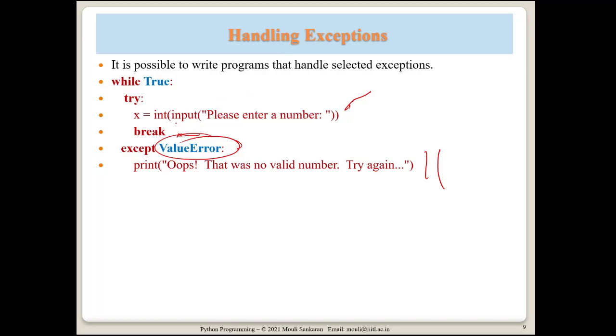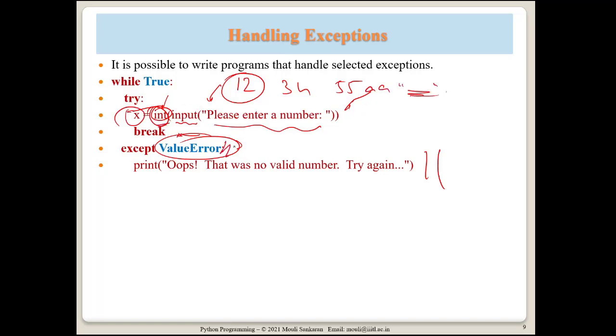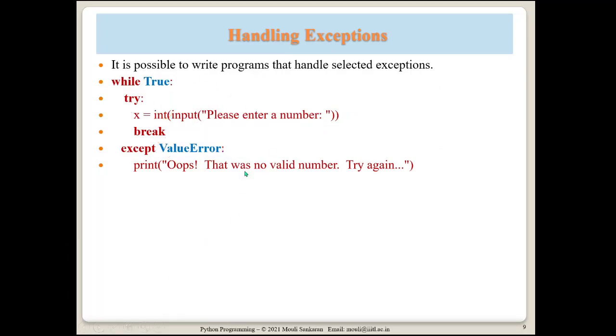Now let me explain. You are taking an input from here. Now this input is a string, and you want to convert this into an integer object. So now if I give a value like 12 or 34 or 55, no problem. It's a valid number which can be converted into an integer and put into X. But if I give AA or a string which is not a number, then you cannot convert it into an integer object. So it will be a ValueError. Okay, that was not a valid number, so try again. Especially when you are getting a user input, you can put in exception handling.